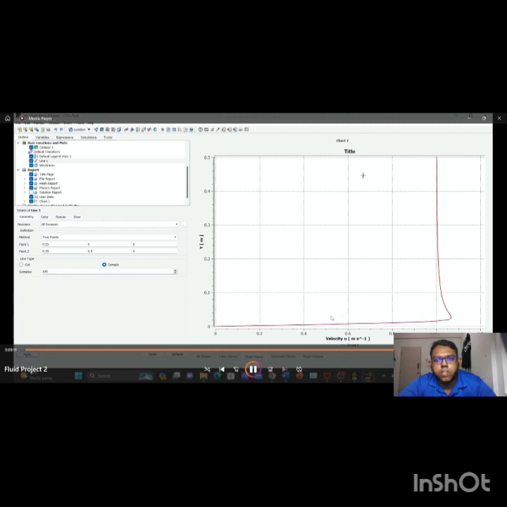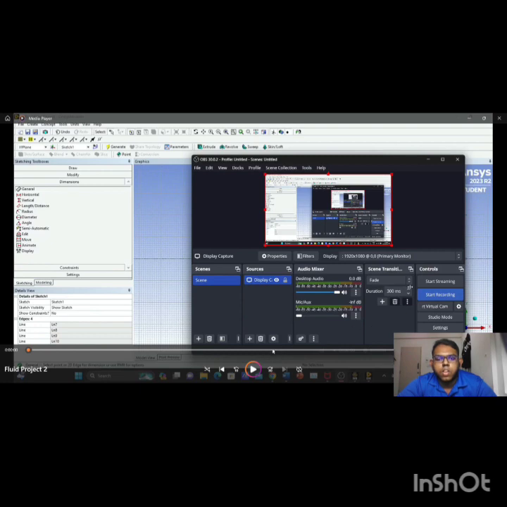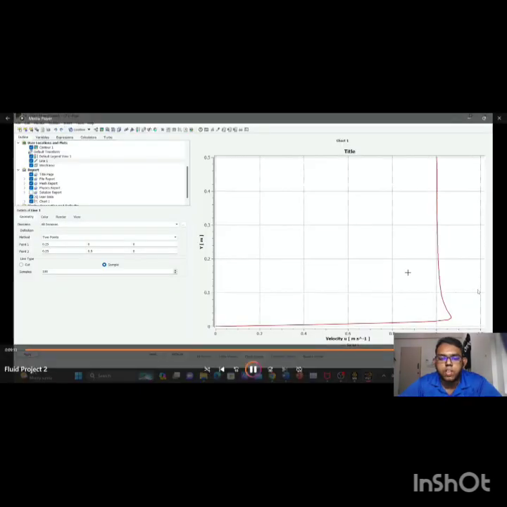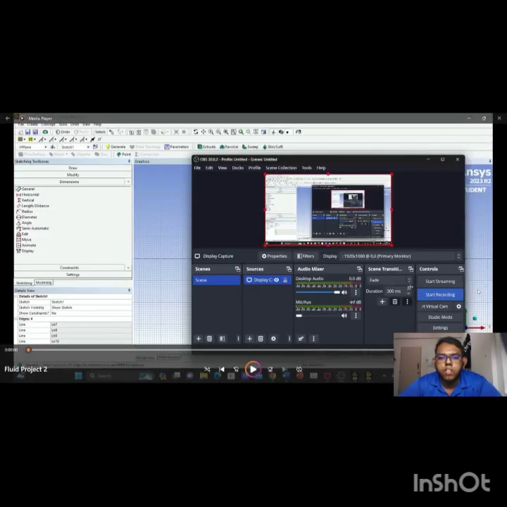Change the samples to 100. This is the more real graph. Now this is the graph that we get. Now for the 1.5 velocity magnitude, we just need to change it from 1 to 1.5. The rest is the same. We follow these exact same steps in this video. The only thing we need to change is the velocity magnitude, which in this case is from 1 to 1.5.